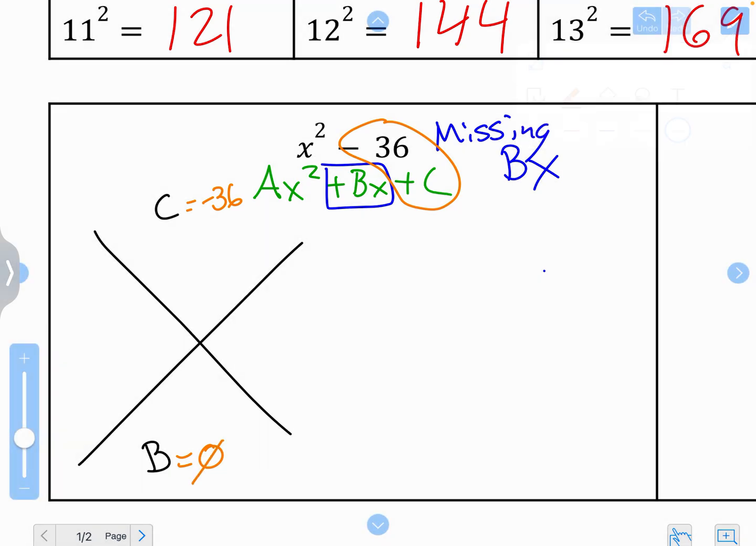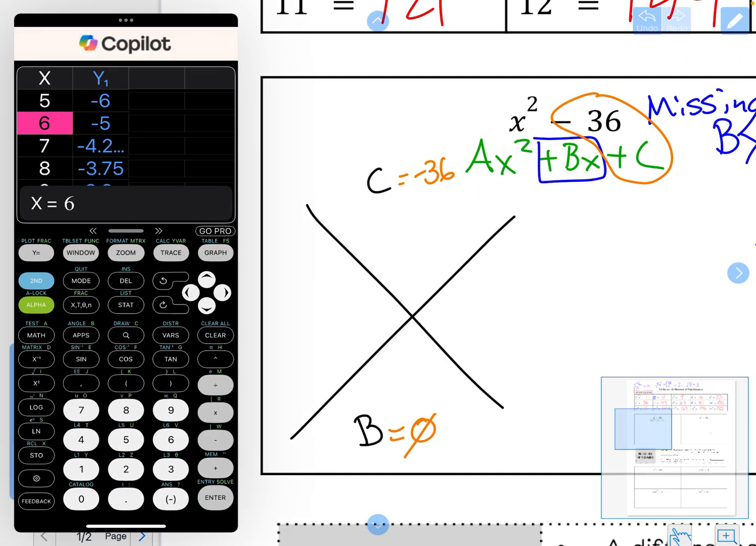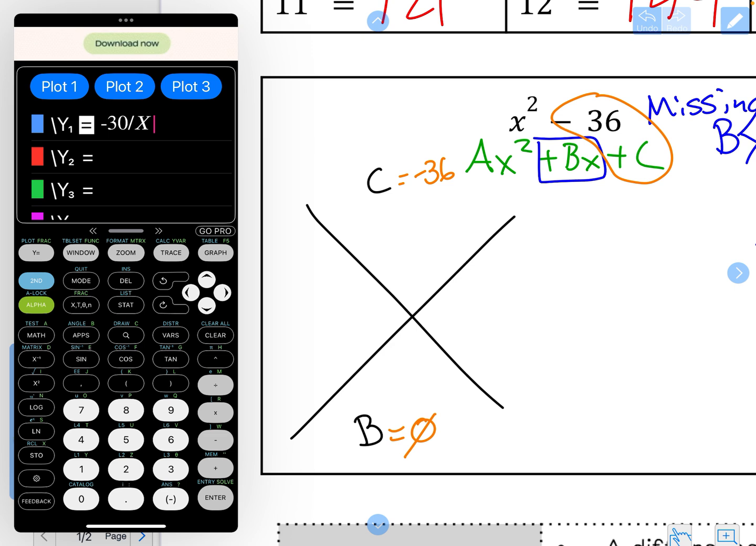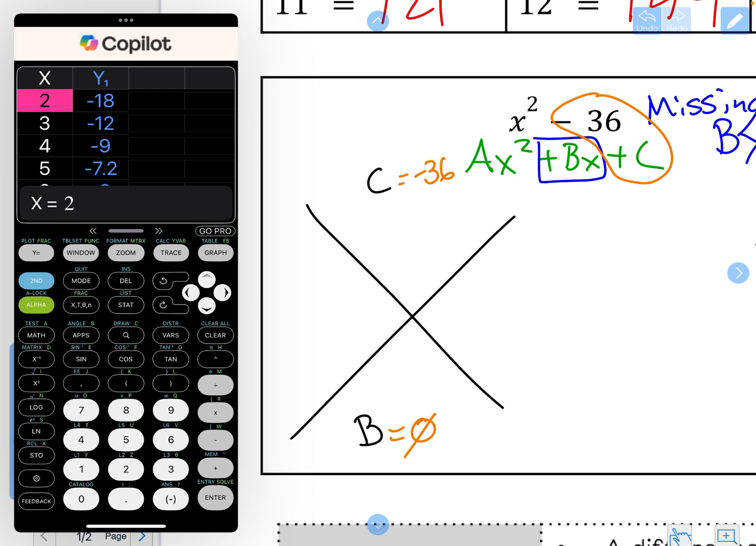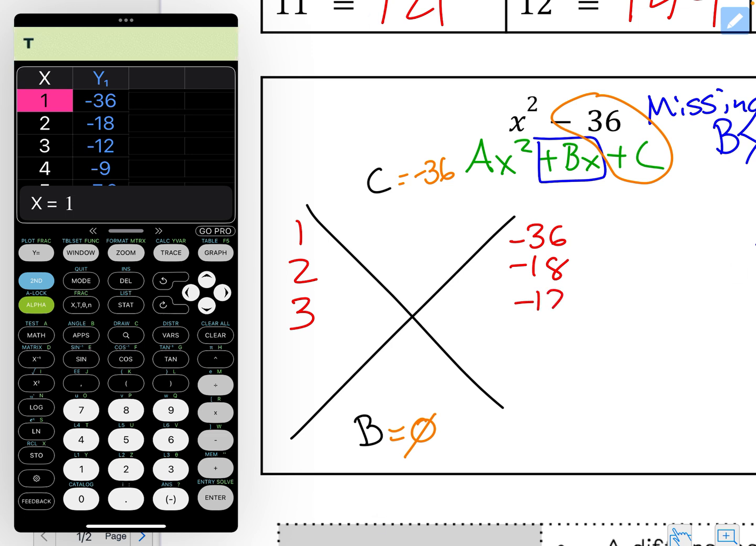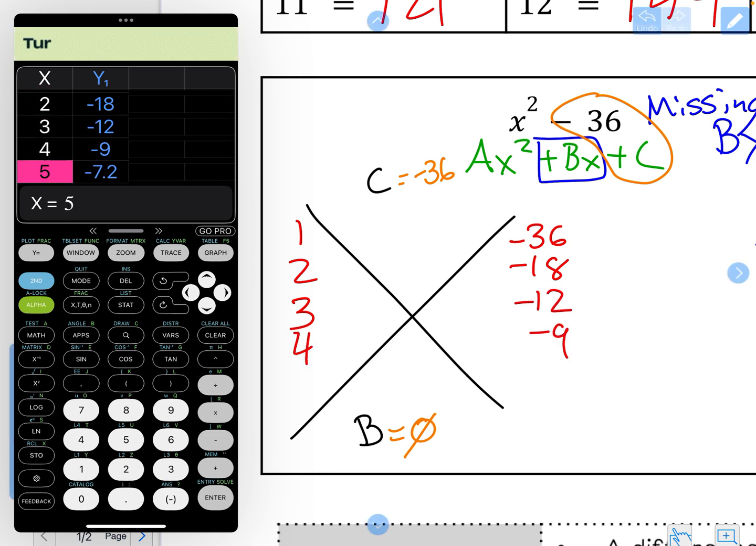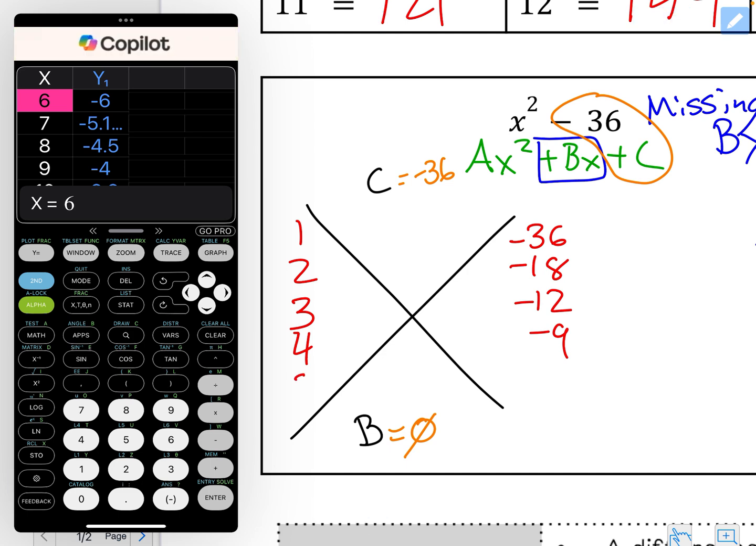So when we go and we factor this, we throw it in our calculator. We go y equals, we go negative 36 divided by x. We hit second graph. And then we go and we write down our factors. So I've got 1 and negative 36. I've got 2, negative 18, 3, negative 12, 4, negative 9. I skipped 5 because it was a decimal, and then we have 6, negative 6.